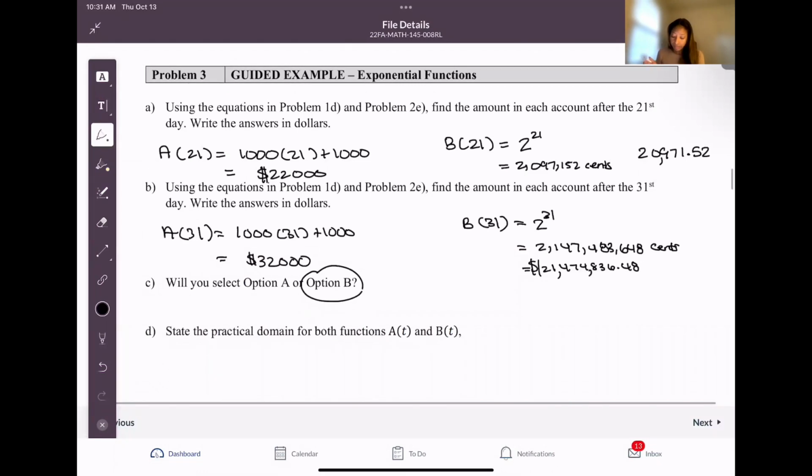And the last part, state the practical domain for both functions. In both cases, we are looking at the input being the number of days that the money is in the account, and the money is in an account until the end of January. January has 31 days. So the practical domain is that 0 is less than or equal to t, which is less than or equal to 31.